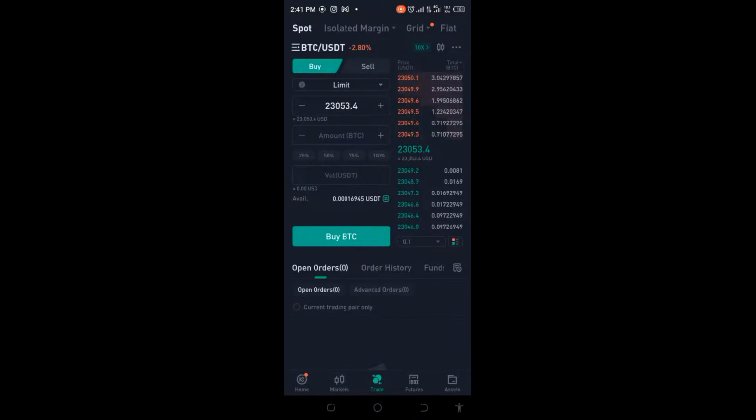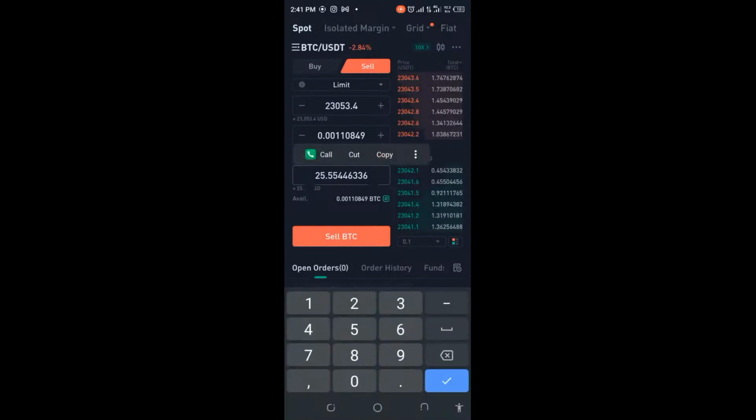If I come here and I try to sell my BTC at 100%, what will I get? I will get 25.55. So if I have to change this again to TRX, I'll also have to be spending money. So let me just go and do it. What will I have here? This is 25.55. If I change 25.55 to TRX, how many will that give me?